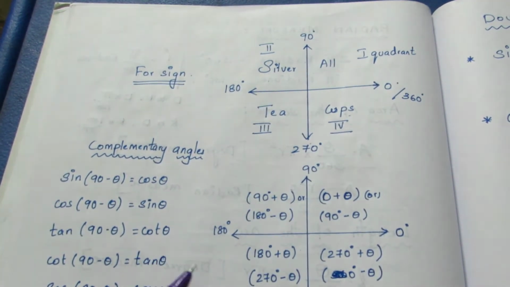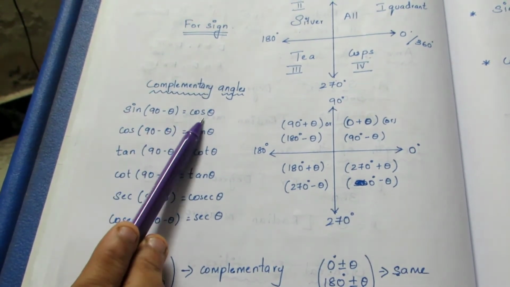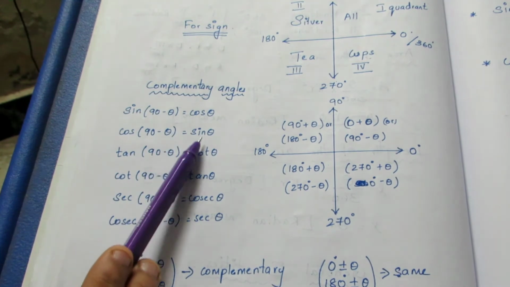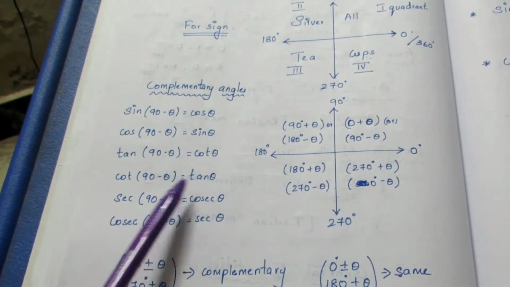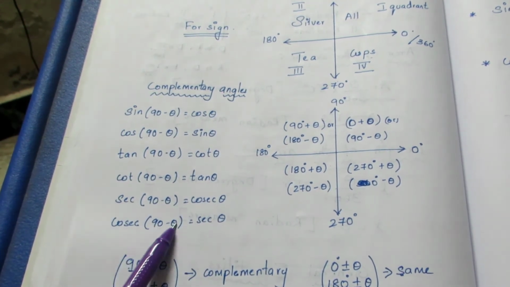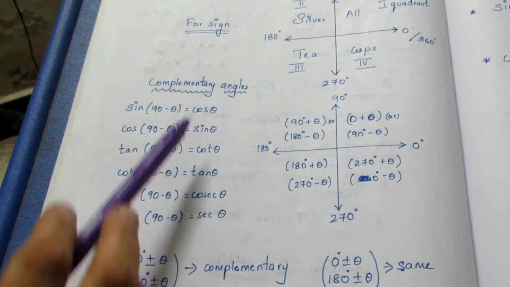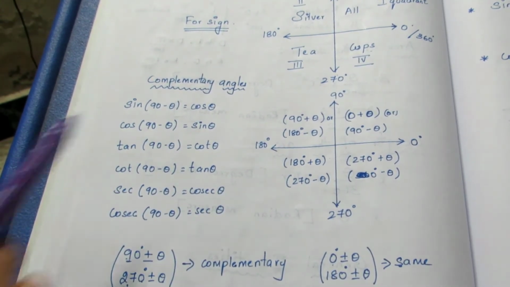We have learned complementary angles in your last year, right? Sine 90 minus theta equal to cos theta, cos 90 minus theta equal to sine theta, tan 90 minus theta equal to cot theta, cot 90 minus theta equal to tan theta, secant 90 minus theta equal to cosecant theta, cosecant 90 minus theta equal to secant theta. This complementary angle we know, we are very much thorough with this.